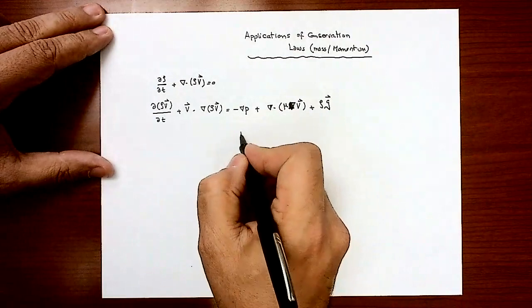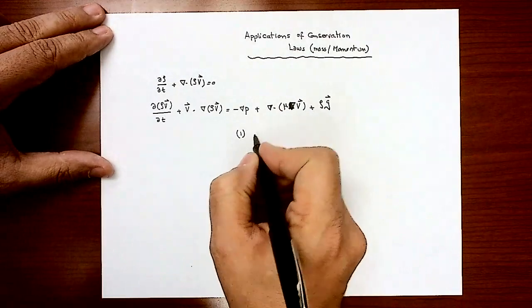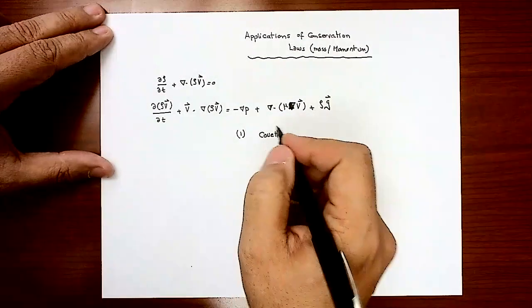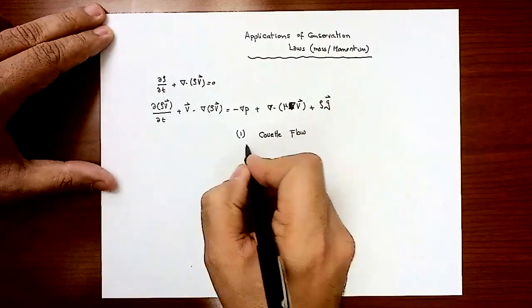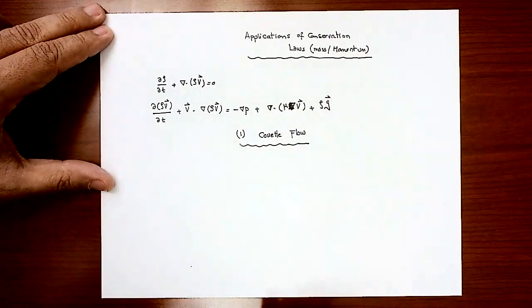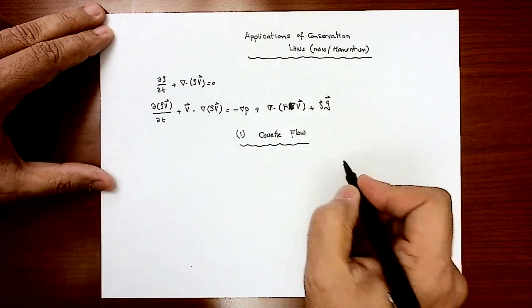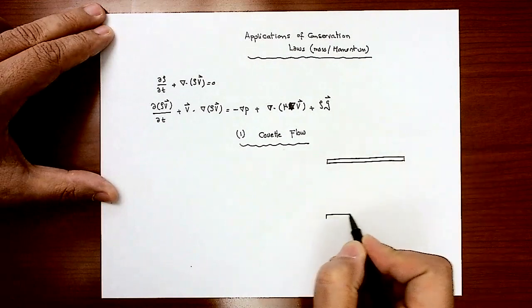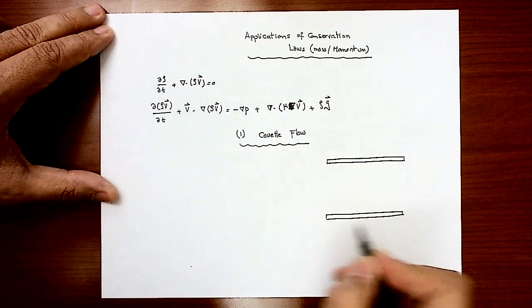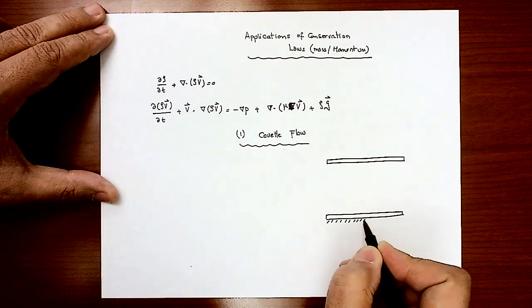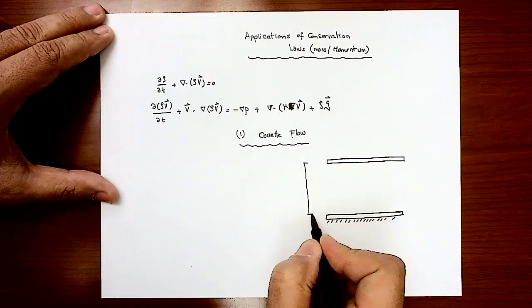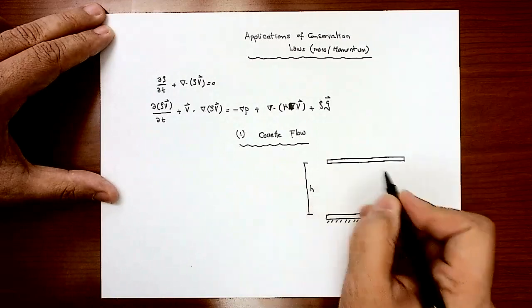So the first example I would like to go through here is actually Couette flow. This is a very famous problem. So first, let's define what Couette flow is. Couette flow is simply driving a fluid flow between two parallel plates. So we have two parallel plates. The lower plate is fixed. And between the two plates, which are separated by a distance h, it's filled with liquid.